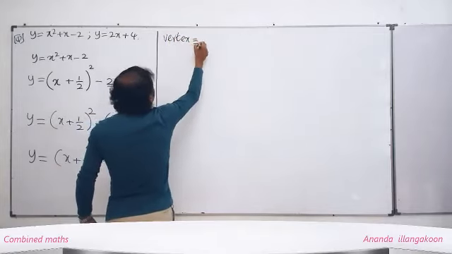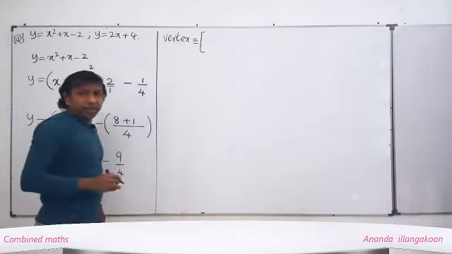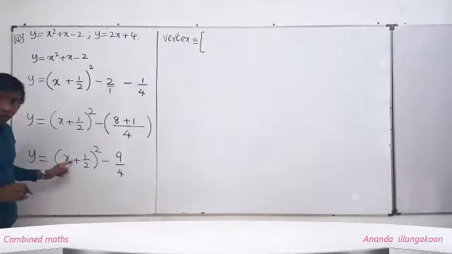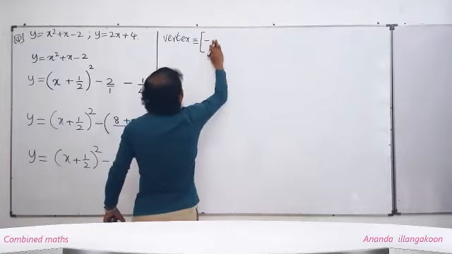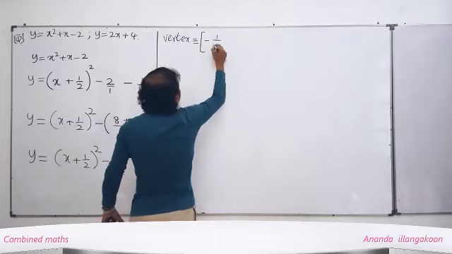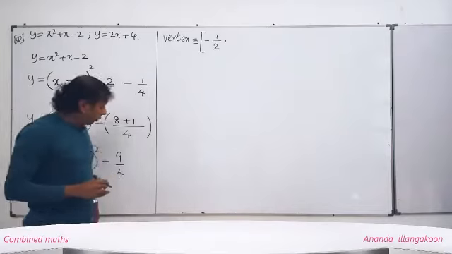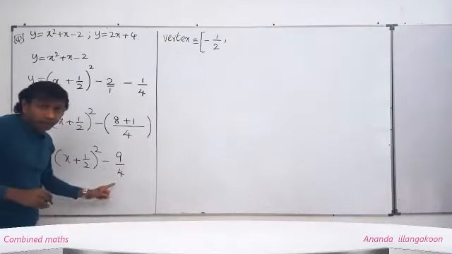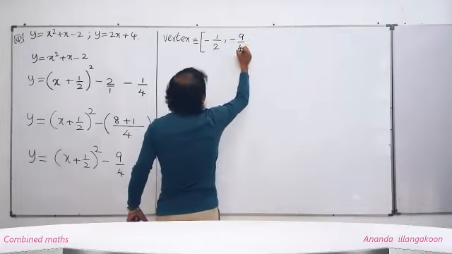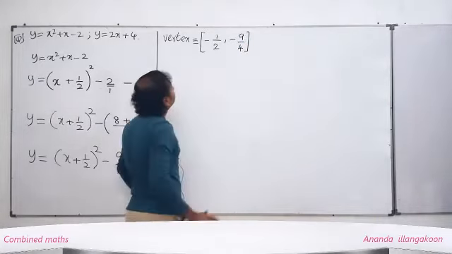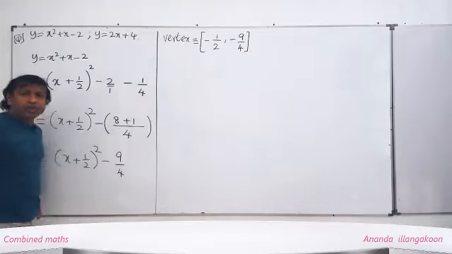Vertex can be obtained, its x coordinate can be obtained by changing this sign to minus, minus half. And people, y coordinate is going to be with this sign, this 9 by 4, minus 9 by 4. We got that. Vertex is okay. Now we need to find roots, people.